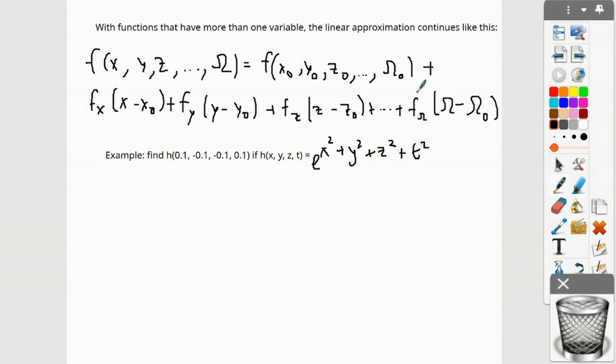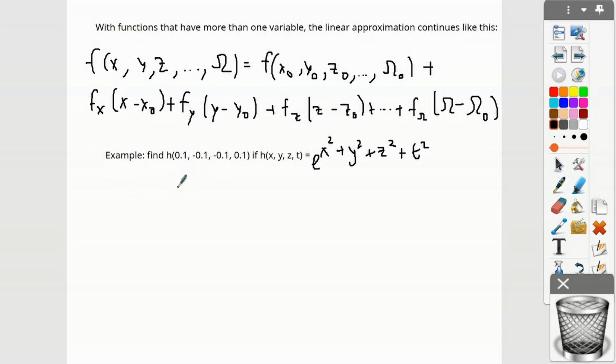Now with functions that have more than one variable, this is what the linear approximation looks like. Not quadratic, linear, right? So I'm assuming we have an n-tuple, which is a coordinate with n points: x, y, z, t, whatever, all the way to omega, where omega represents an arbitrary stopping point. What you'll get is that's equal to f of x0, y0, z0, etc., all the way to omega 0, plus f sub x times x minus x0, f sub y times y minus y0, f sub z times z minus z0, etc., until you get to the arbitrary constant f sub omega times omega minus omega 0.